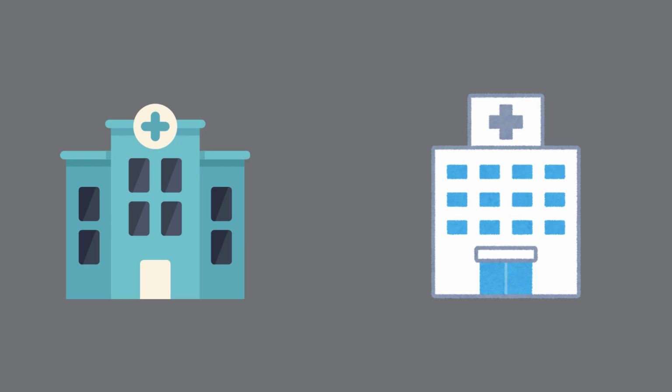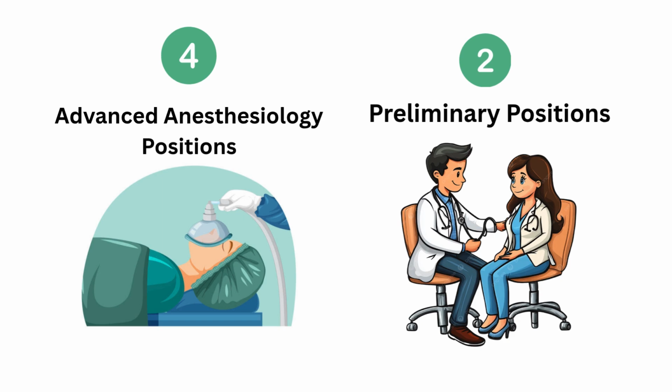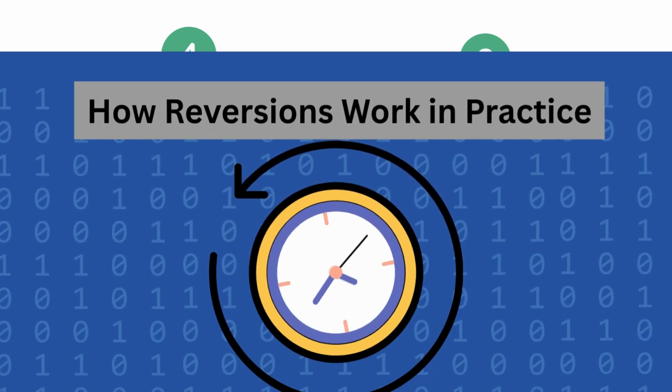Now comes the concept of reversions, one of the more advanced and lesser-known mechanics within the match. A reversion allows a program to reallocate unfilled slots from one track to another. This typically occurs in programs offering multiple tracks, such as preliminary and categorical or advanced and categorical positions. Let's say a program offers 4 advanced anesthesiology positions. It also offers 2 preliminary positions. If the advanced positions don't fill, the program can choose to revert one or more of those positions to categorical or even to a different affiliated specialty or institution. The purpose of reversions is to prevent wasted training slots. It offers flexibility and allows programs to still fill positions even when one pathway doesn't attract enough match applicants.